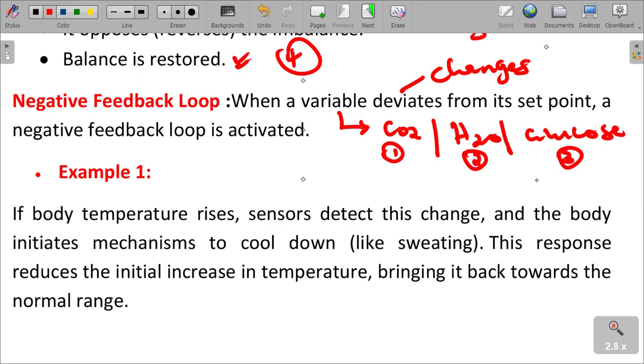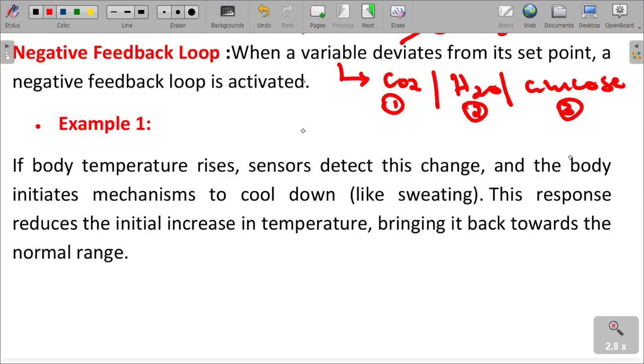So a feedback, guys, is the ability of the body or the control center to give a relevant corrective scientific response to changes that are identified within the body. So we are saying that in a way it is working towards controlling homeostasis. So we have example one that I'm giving you here. Example 1, if body temperature rises, sensors detect this change.